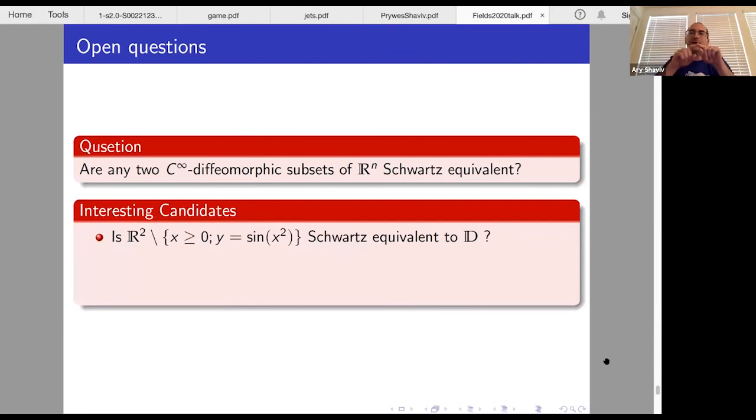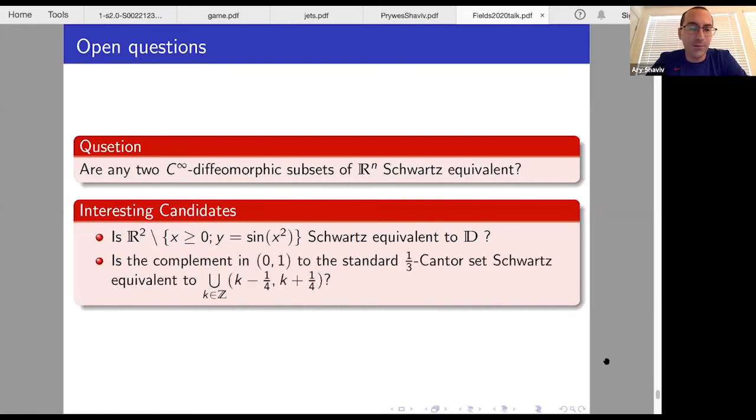If you take the complex plane and you cut out the faster and faster oscillating sine, we don't know if it's diffeomorphic to the unit disk. We know that if you cut out just the sine, it is diffeomorphic because it is a quasi-arc. But if you take something that goes faster and faster, we don't know.